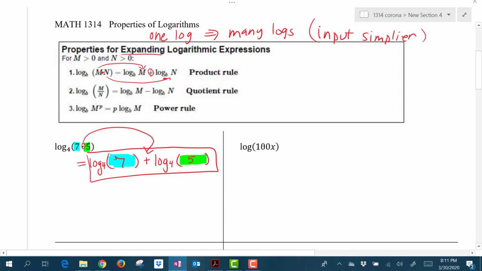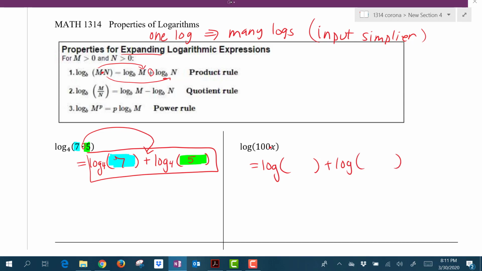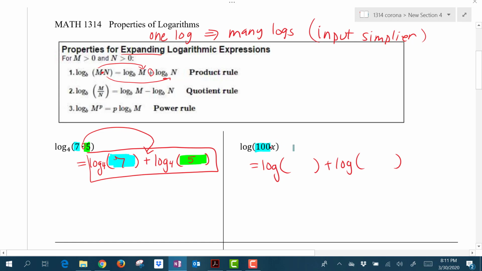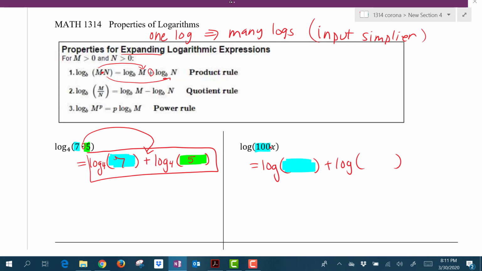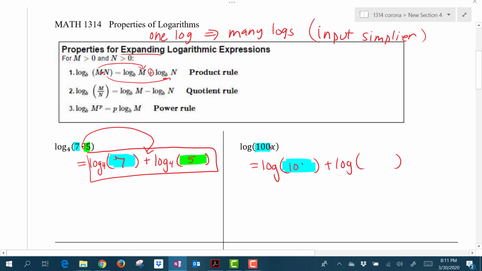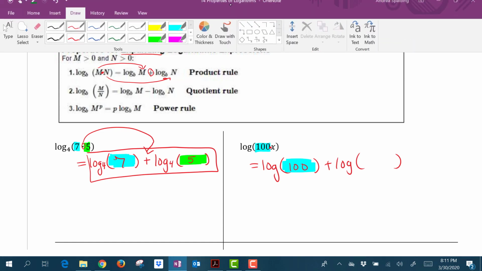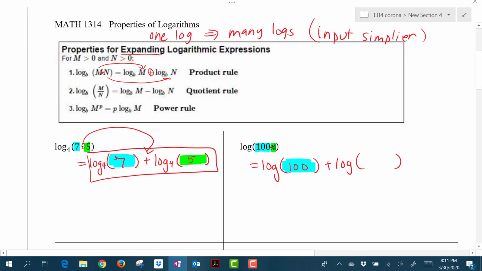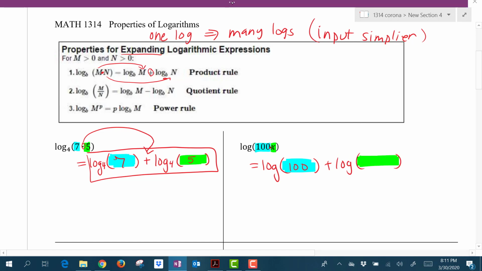Alright, the next one is the same. We have log, and the inside of that log we have 100x. So the implied operation between 100 and x is multiplication. The base of this log, remember, is an implied 10. When we expand this, we're going to do log base 10 plus log base 10. What comes before the multiplication gets to go into its own log. What comes after the multiplication gets to go into its own log.